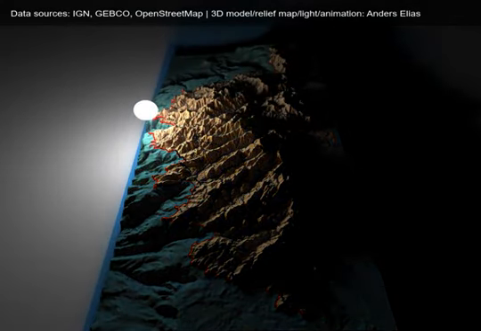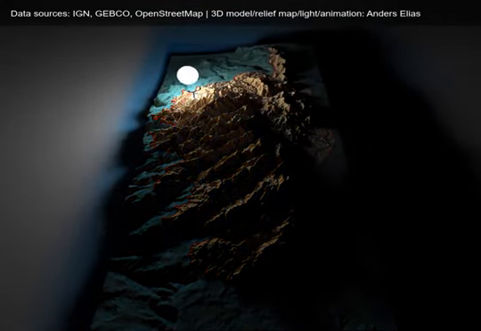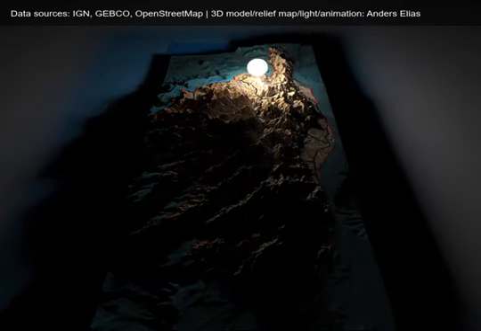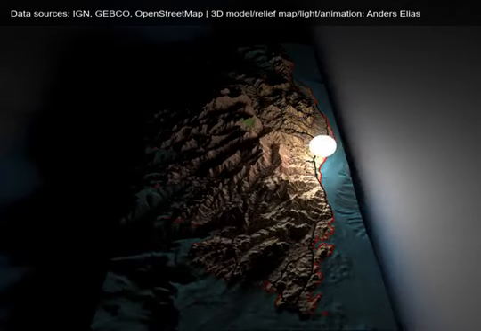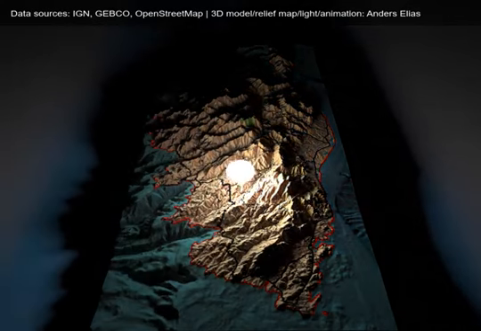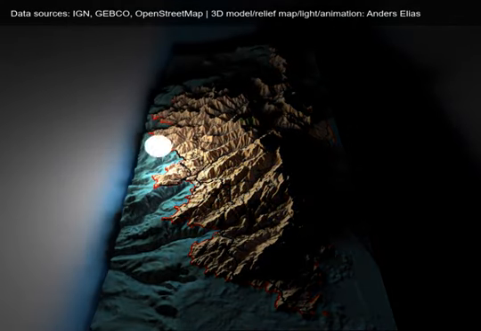Exactly. And speaking of powerful tools, they also talk about 3D modeling. How are they using that in urban planning? I'm intrigued. Well, it's a way to add a whole new dimension to traditional 2D maps, right?